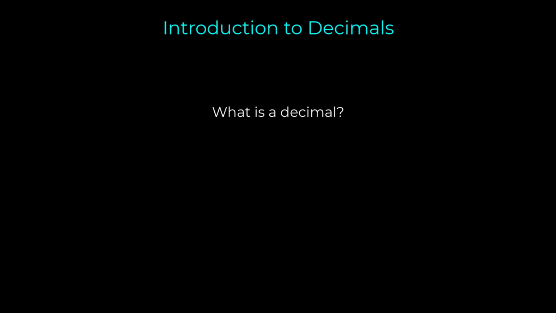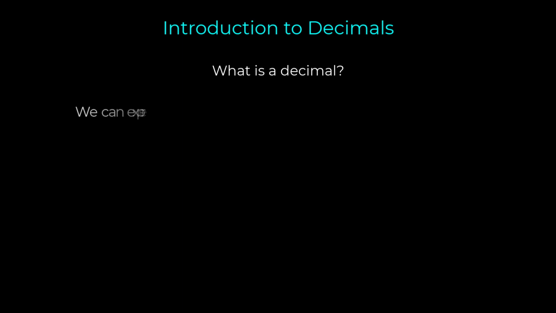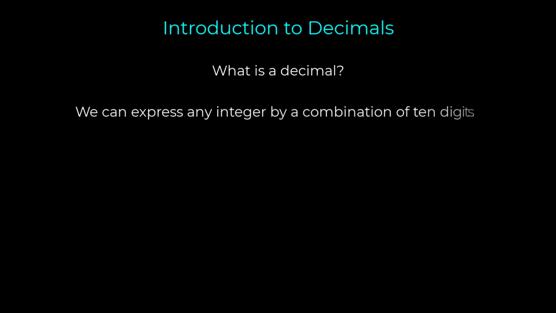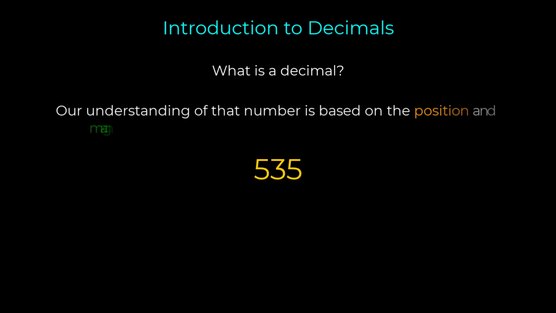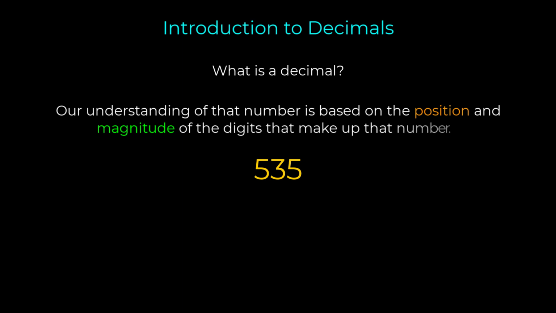Let's take a small step back first. We have 10 digits in arithmetic, 0 through 9. We can express any integer that we want by a combination of these 10 digits. When I write a number like this, then our common understanding of that number is based on both the position and magnitude of the digits that make up that number.